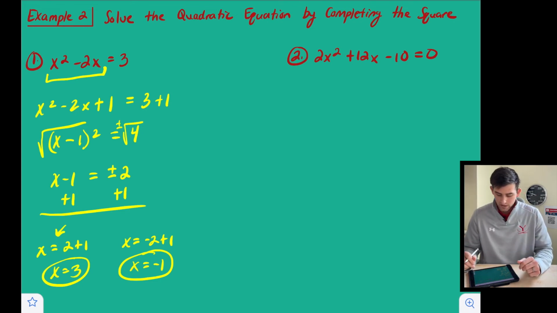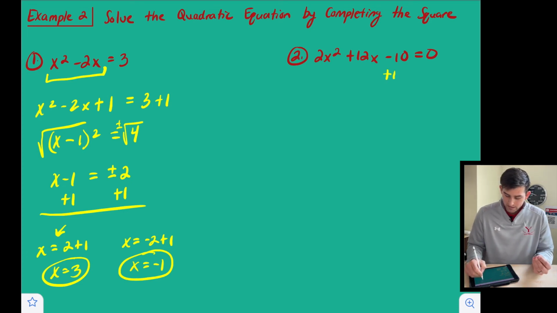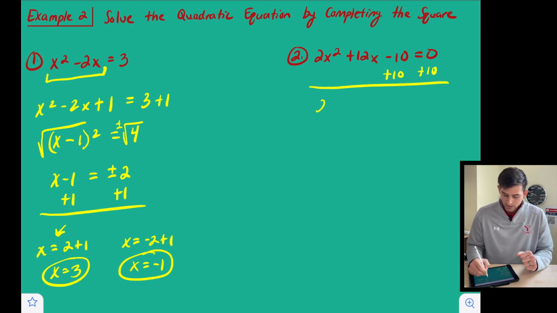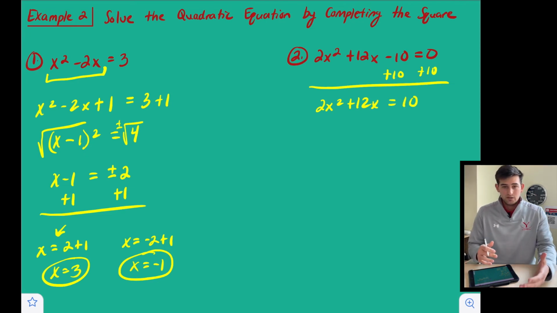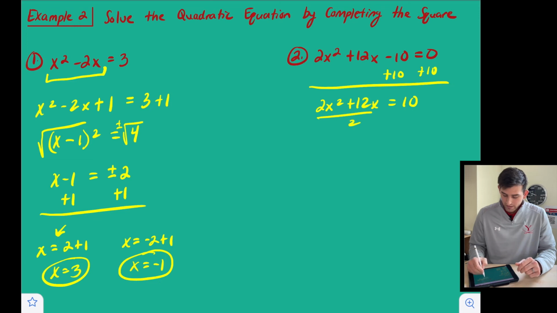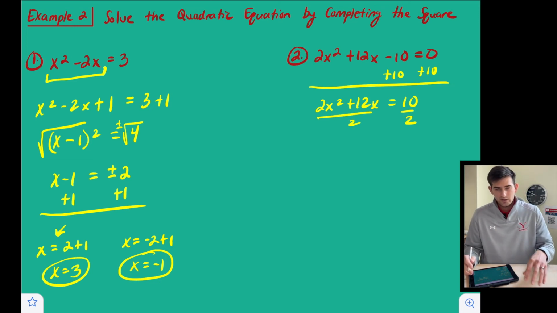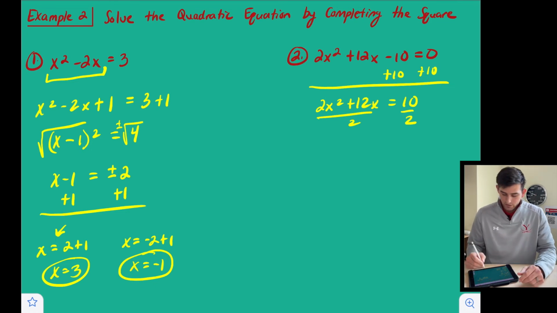Now let's look at number 2. All right, notice there's a couple of things that we need to fix. First of all, we need this 10 to be on the other side. That's what we just talked about on the previous example. So now we have 2x squared plus 12x equals 10. Now we don't want a to be 2, we want a to be 1. So we can go ahead and divide both sides by 2, and that's going to divide all of our coefficients or constants, all of our numbers by 2. So now we have x squared plus 6x equals 5.